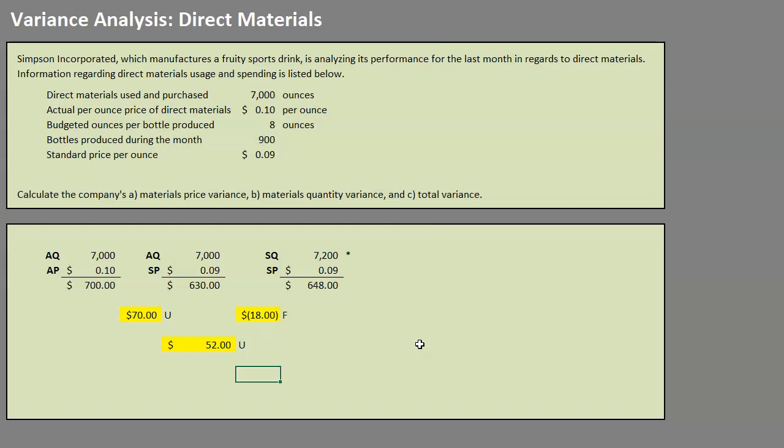Obviously, you can use this method also for your direct labor. You can use it also for variable overhead. The one thing that you definitely are probably going to want to keep a close eye on when it comes to a direct materials variance analysis is the direct materials used and purchased. If these numbers differ, your AQs are going to be a little different here, but that's more advanced cost accounting.